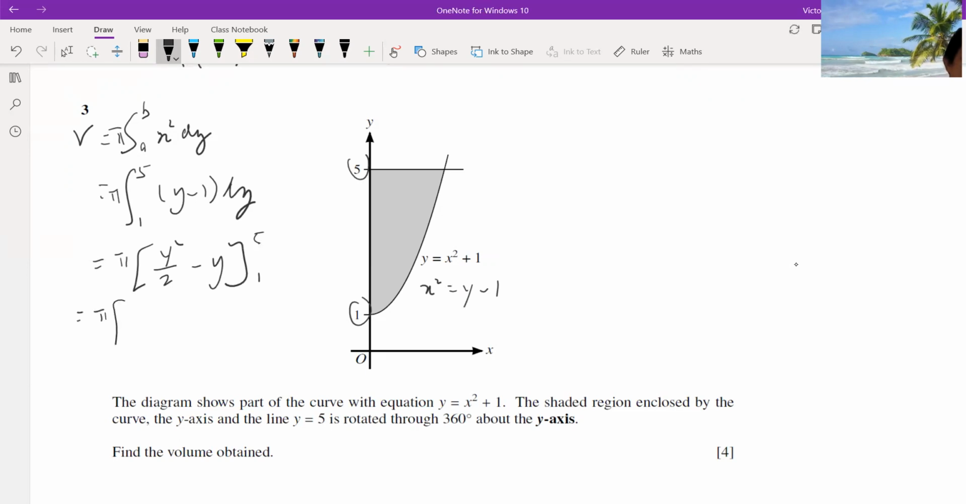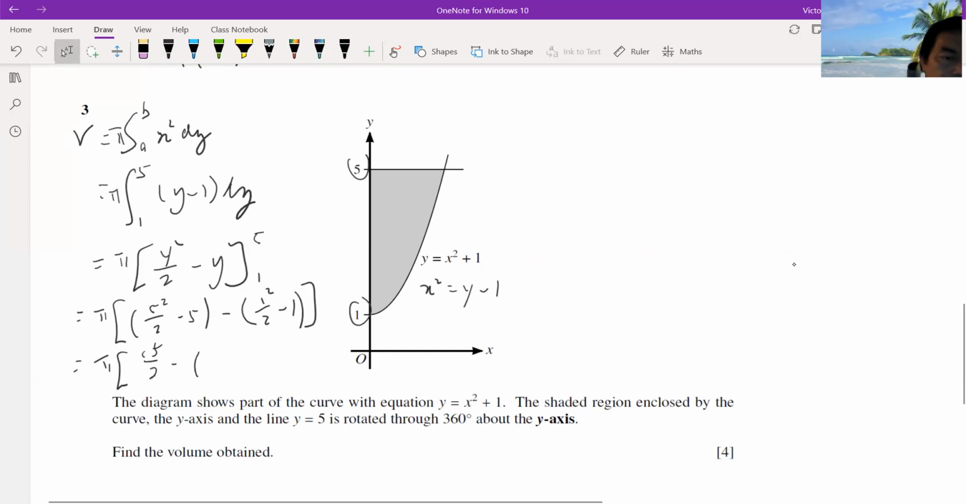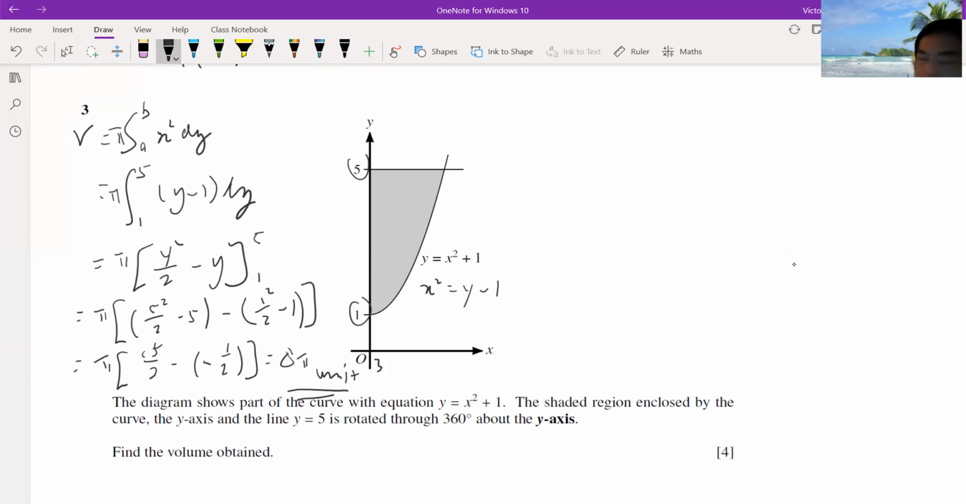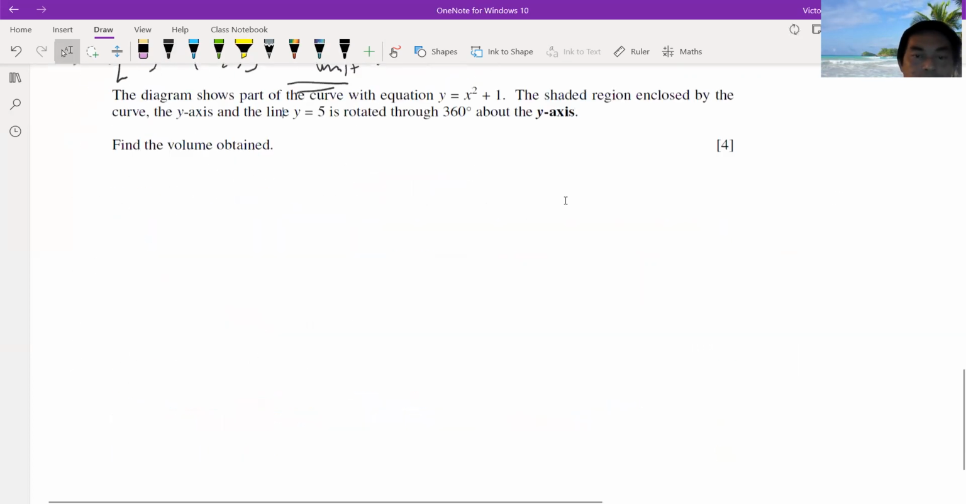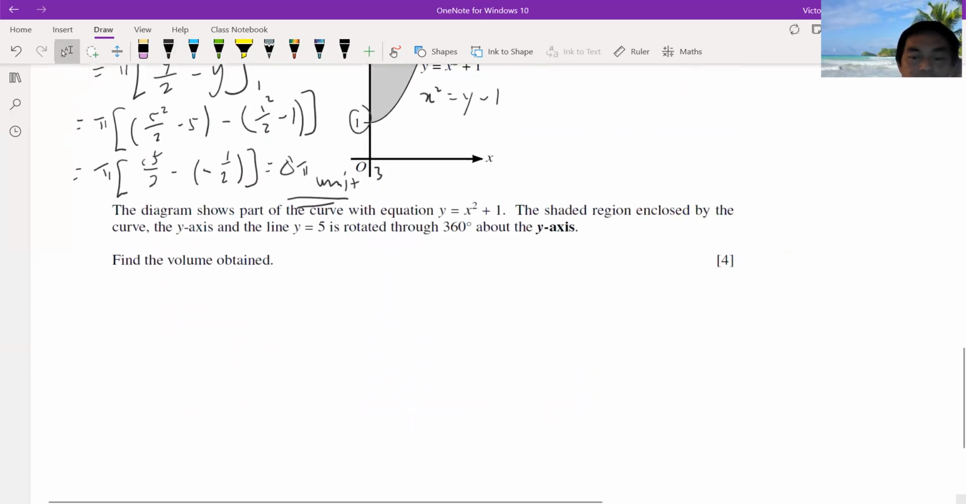Equals pi times (y squared over 2 minus y), evaluated as 5 squared over 2 minus 5, minus 1 squared over 2 minus 1. Equals pi times (15 over 2 minus negative half), which gives an answer of 8 pi units. That is the solution. There we have it. Let's go to the next question.